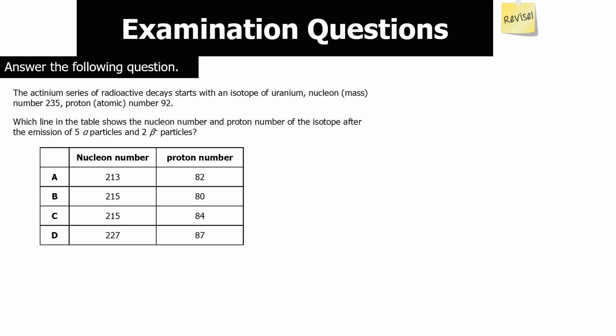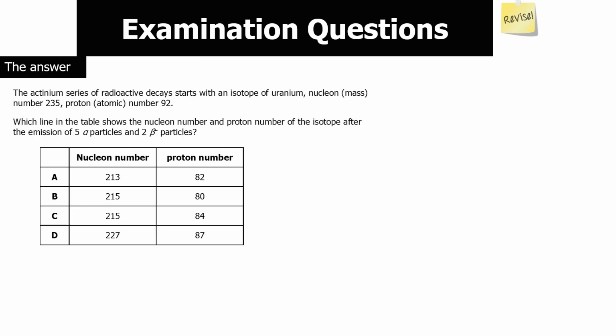The next question says, the actinium series of radioactive decay starts with the isotope of uranium of mass number 235 and atomic number 92. Which line in the table shows the nucleon and proton number of the isotope after the emission of 5 alpha particles and 2 beta minus particles? So pause the video now, then unpause the video when you want to go through your answer.